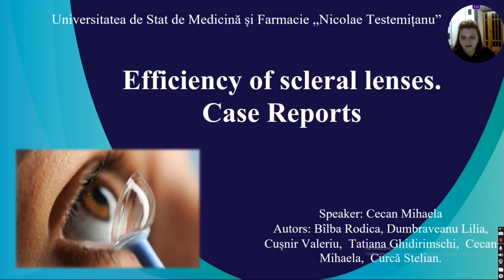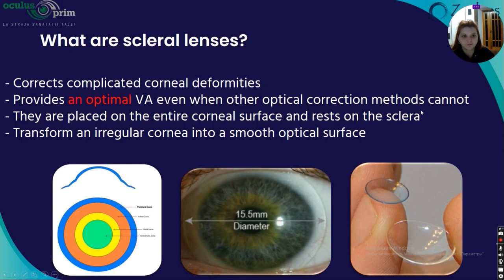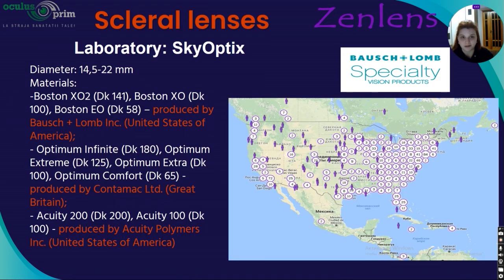My name is Cecan Mihaela, and today I would like to present to you the efficiency of scleral lenses. Scleral lenses correct complicated corneal deformities and provide optimal visual acuity even when other optical correction methods cannot. They are placed on the entire corneal surface and rest on the sclera. They transform an irregular cornea into a smooth optical surface.